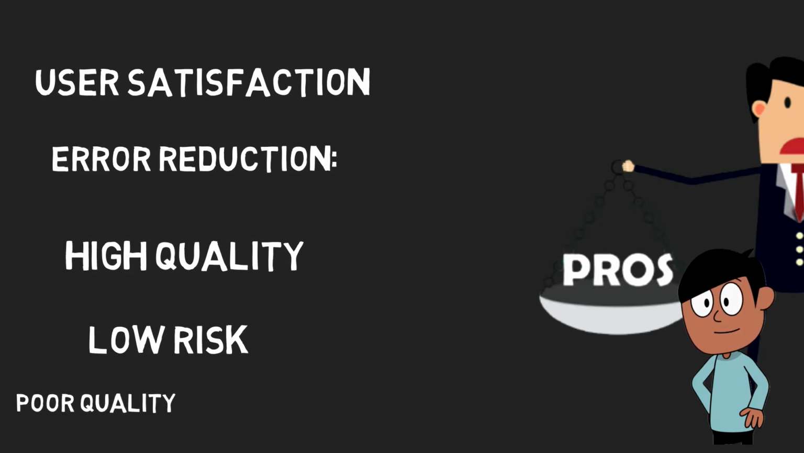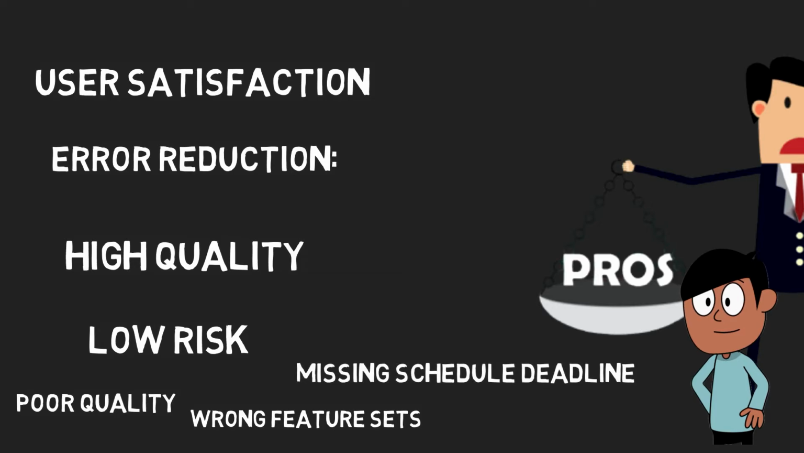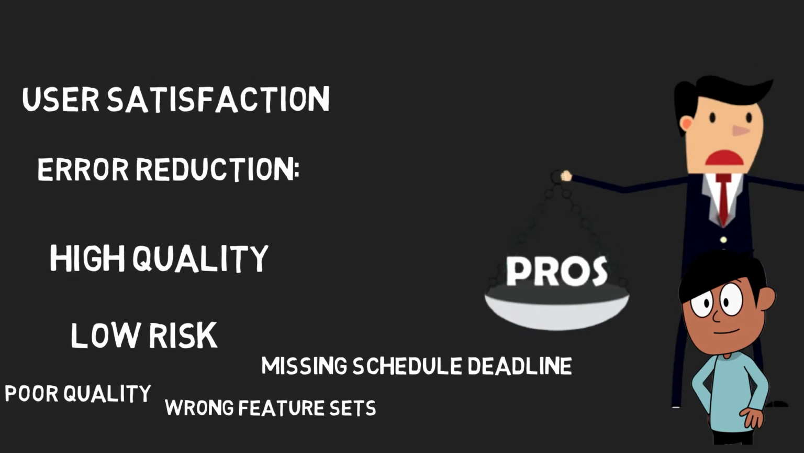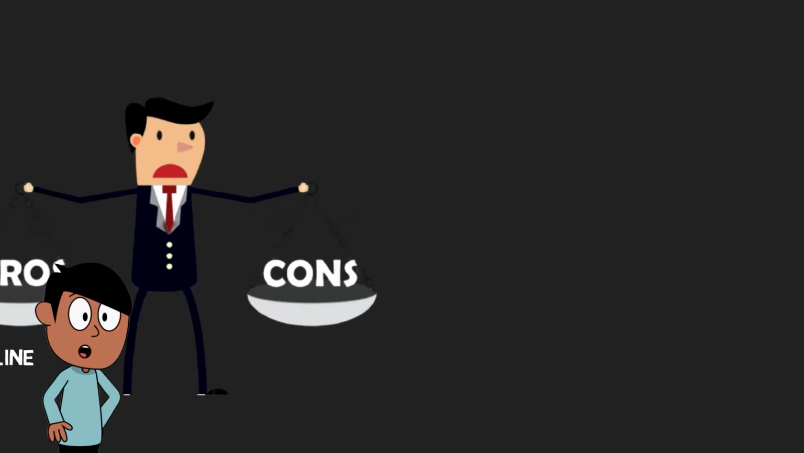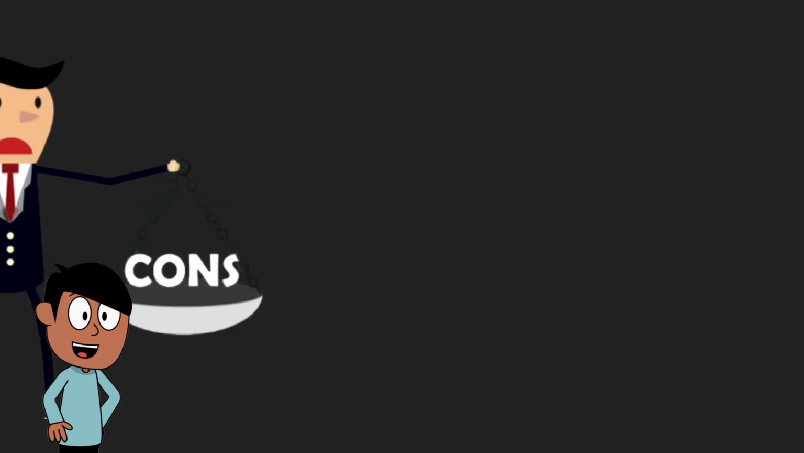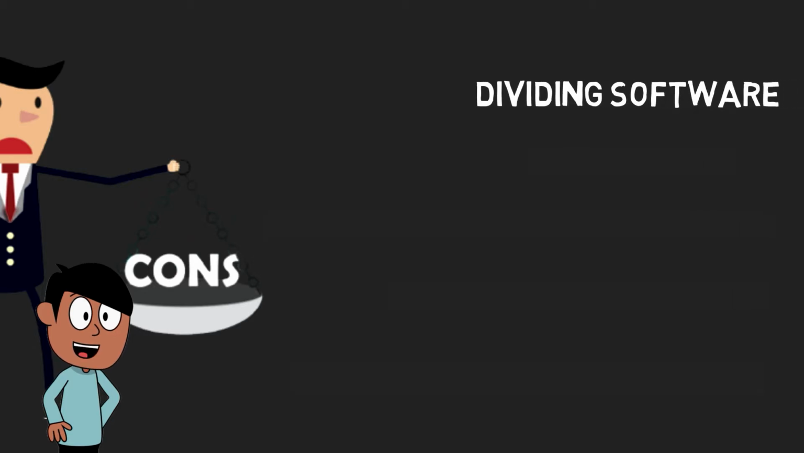These risks may be associated with: 1. Missing schedule deadlines, 2. Wrong feature sets, and 3. Poor quality. On the contrary, the cons are: first is dividing the software. Sometimes, it is hard to divide the problem into several versions that will be acceptable to the customer, which can be incrementally implemented and delivered.